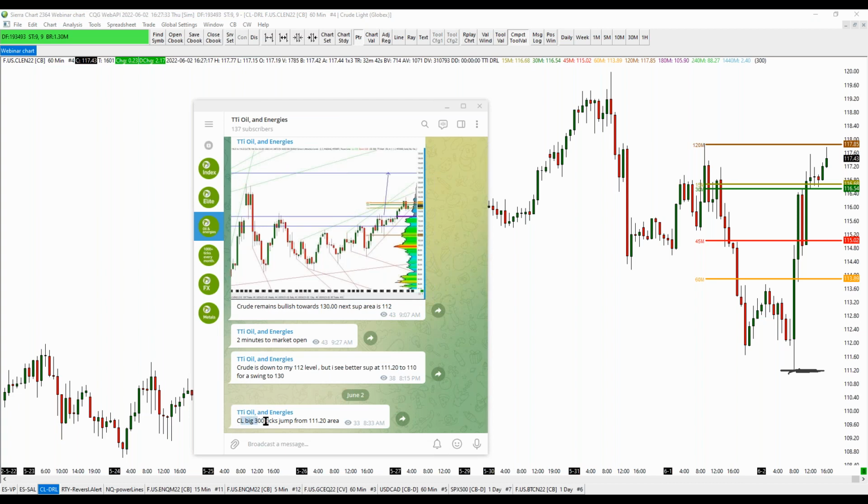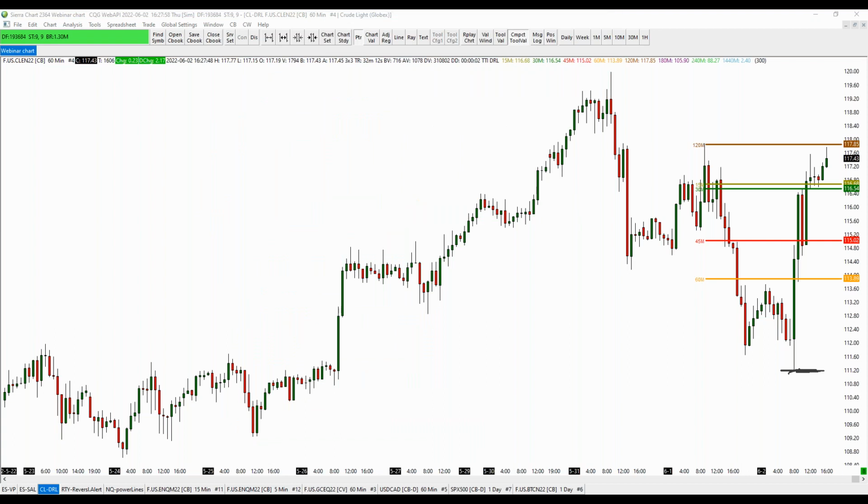You see that, and after 15 minutes, it jumped from 111.20, it jumped 300 ticks. Folks, this was done. 38 members saw it because they trade crude with me, and that was the bottom from yesterday evening, right?